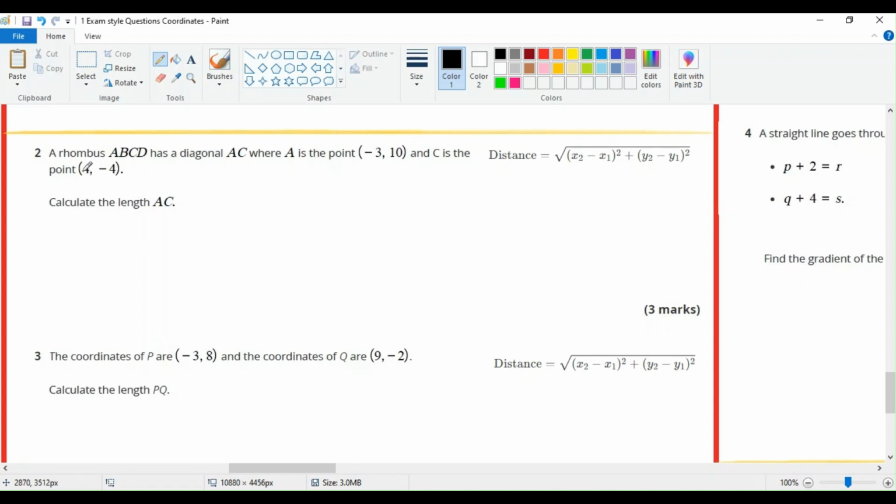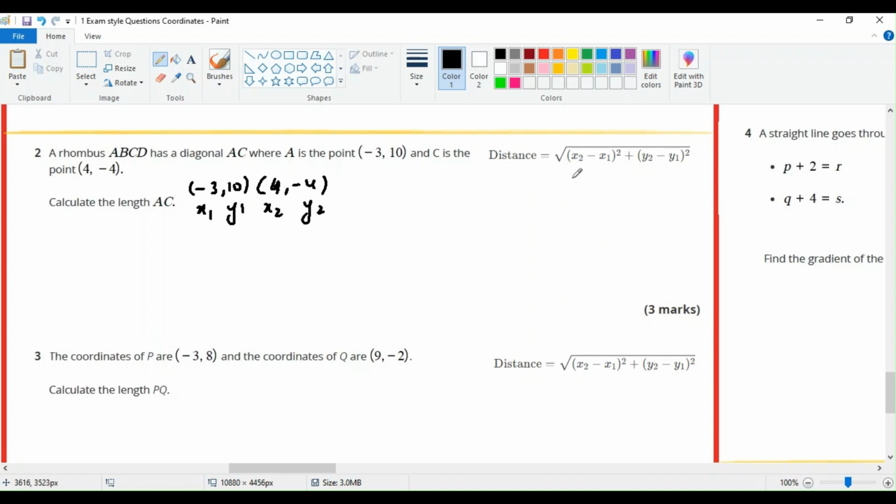In question number 2, it says a rhombus ABCD has a diagonal AC where A is the point minus 3, 10, and C is the point 4, minus 4. We need to find out the length of AC. Now in here, we have minus 3 and 10, and we have 4 and negative 4. The rule says that this is x1 y1, and this is x2 and y2.